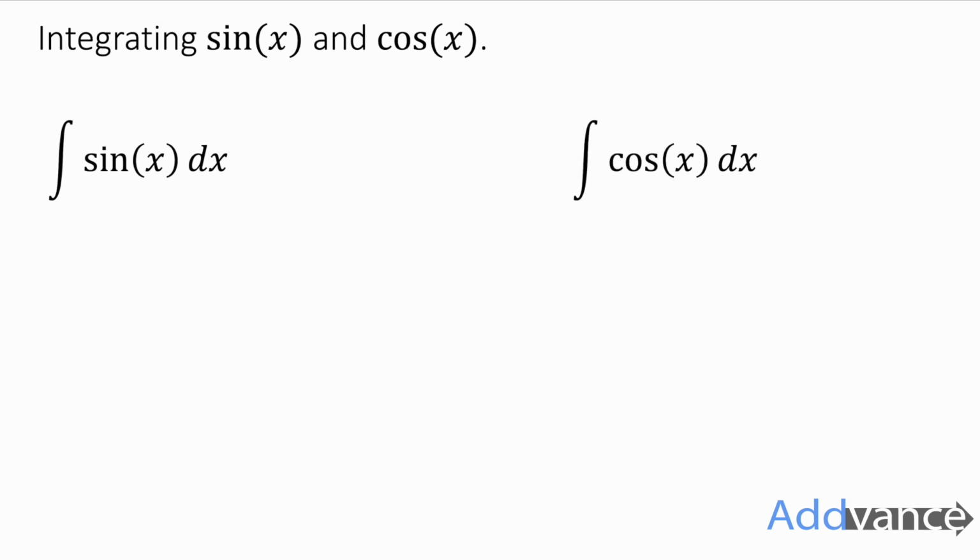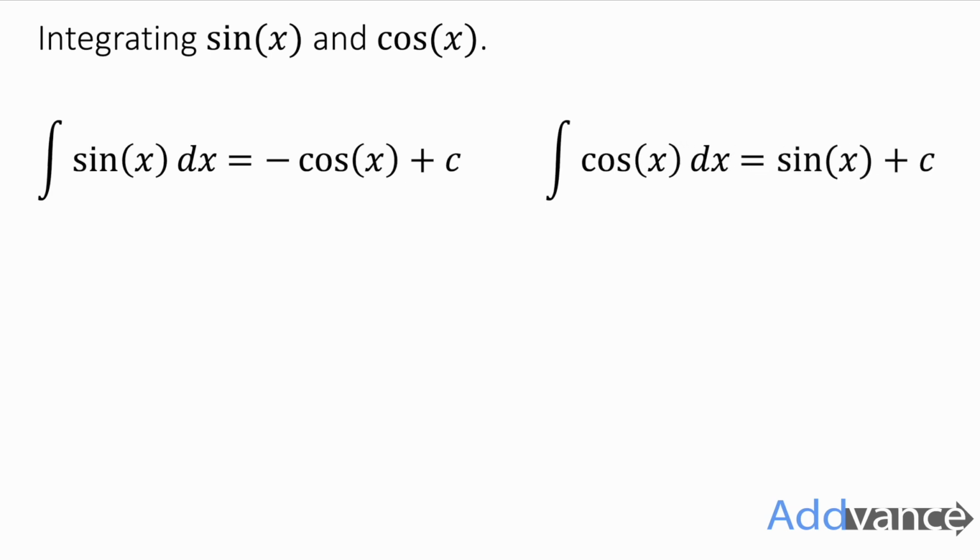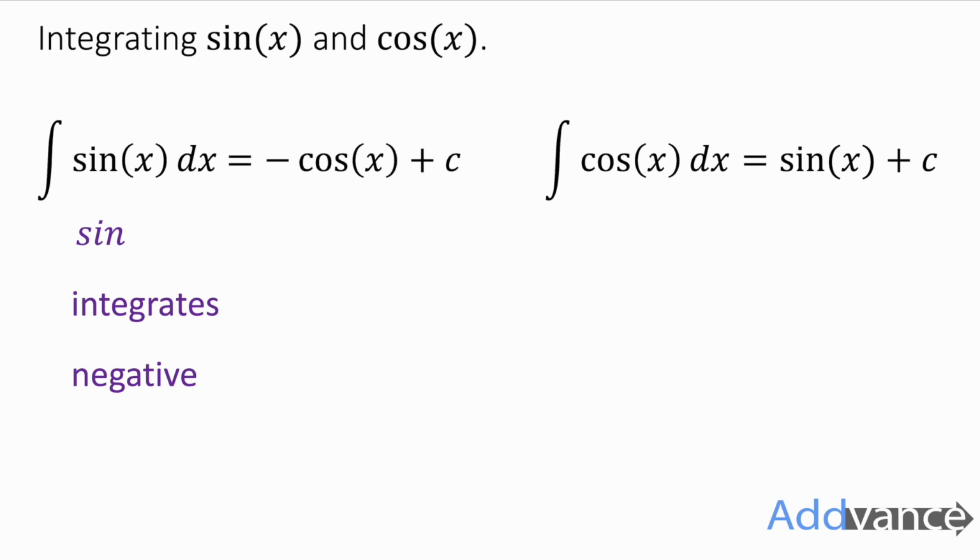And here we've got integrating sine of x and cos of x. Let's look at this example. So integrate sine of x, we get minus cos of x plus c. And if we integrate cos of x dx, we get sine of x plus c. And what I like to remember here is sine integrates negative. So you can remember that the sine function integrates to be negative cos, whereas cos integrates to be positive.